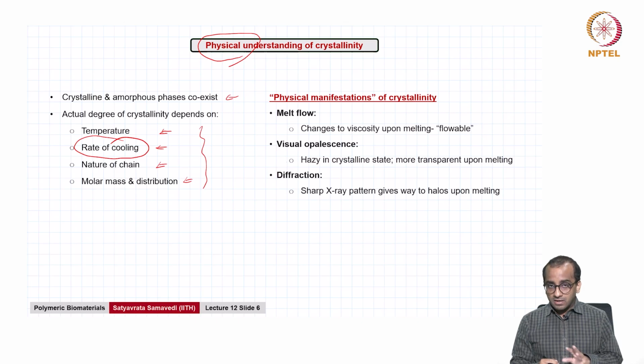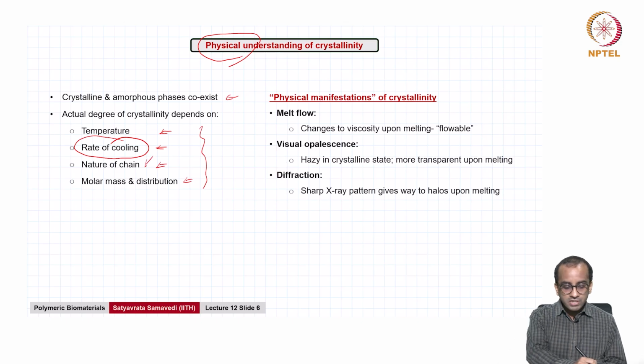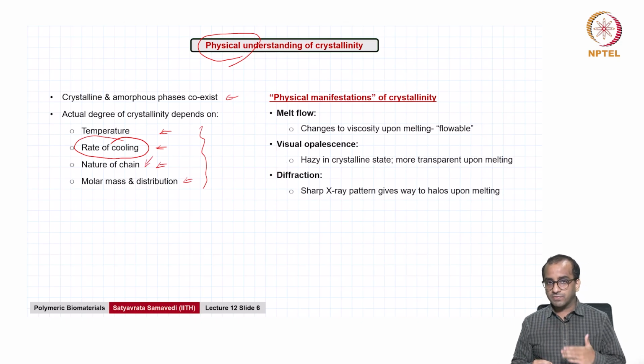So, again, get a good sense of some of these mechanisms. It is very instructive to think of it in terms of the time scales associated with the problem. Of course, the nature of the chain is going to have an effect, as we have seen. For example, if you have large side groups, they will affect the ability of these chains to come close to each other.